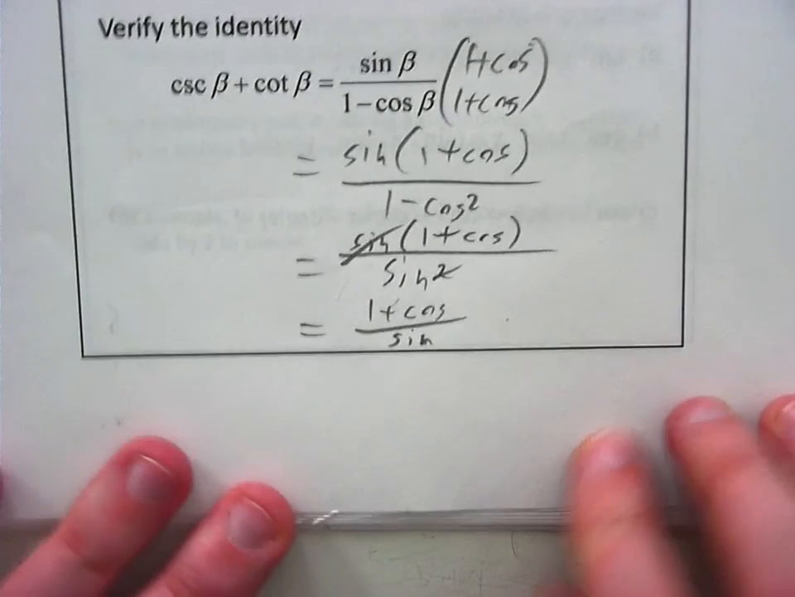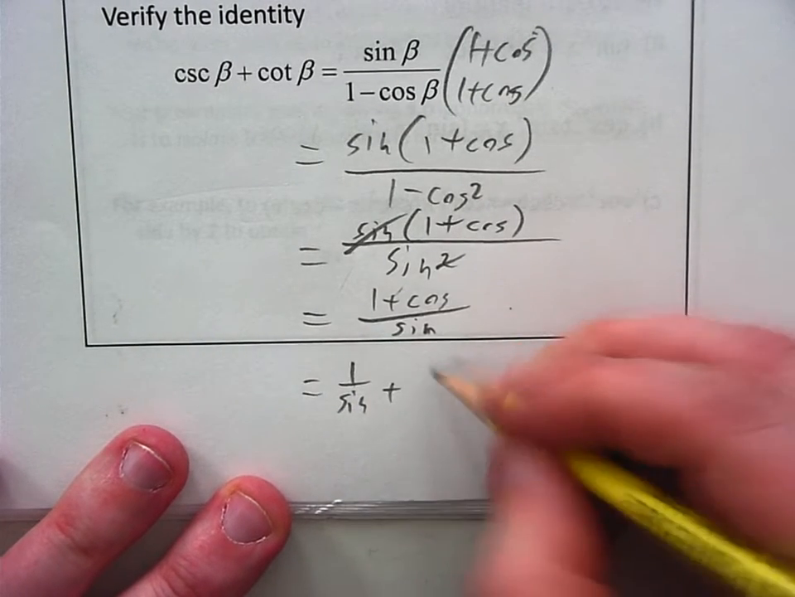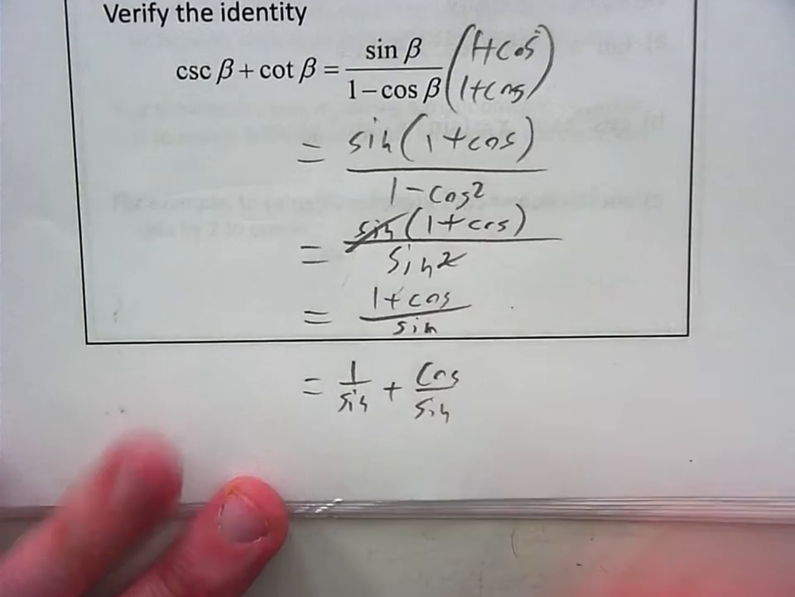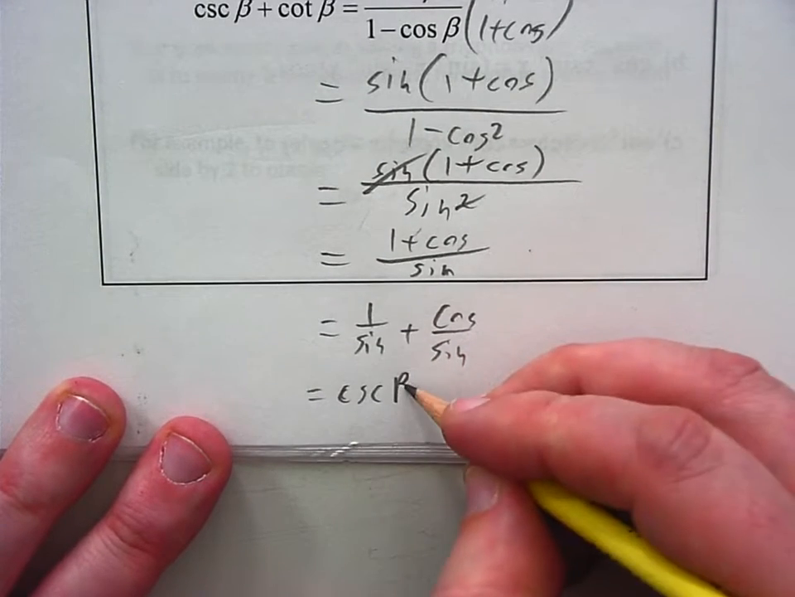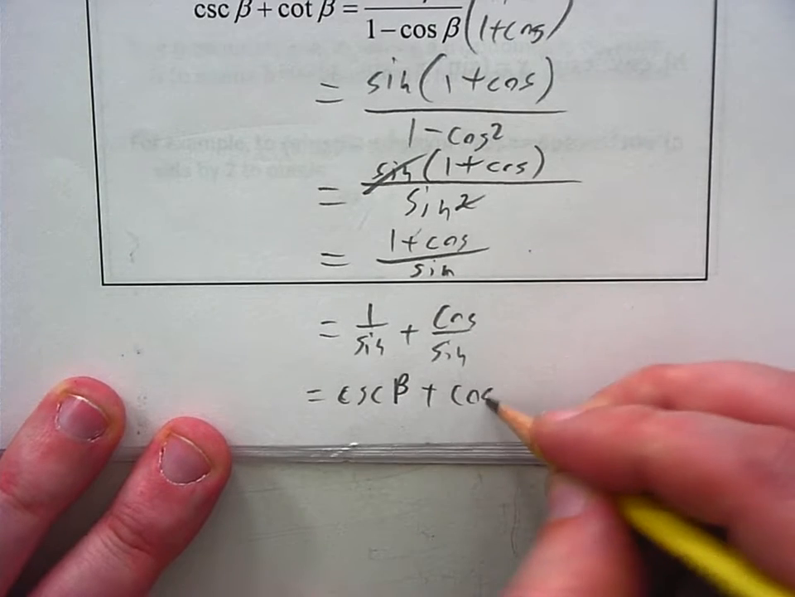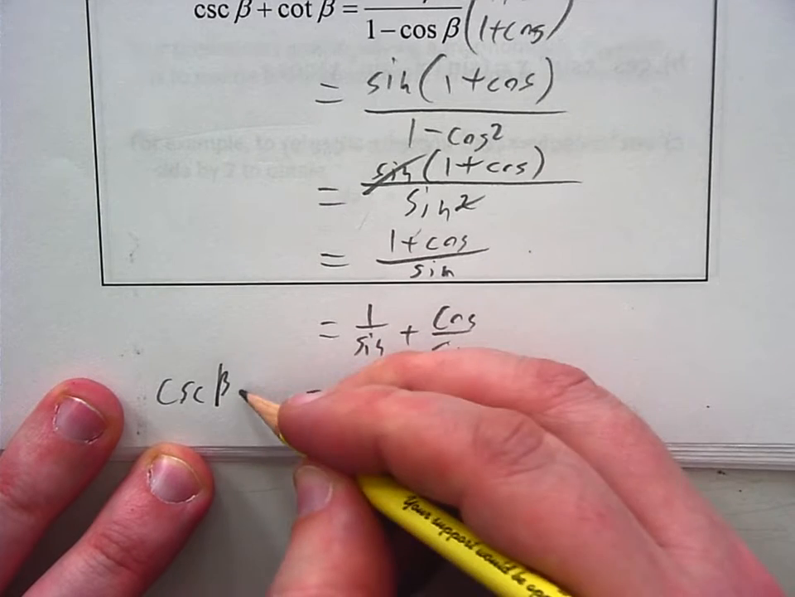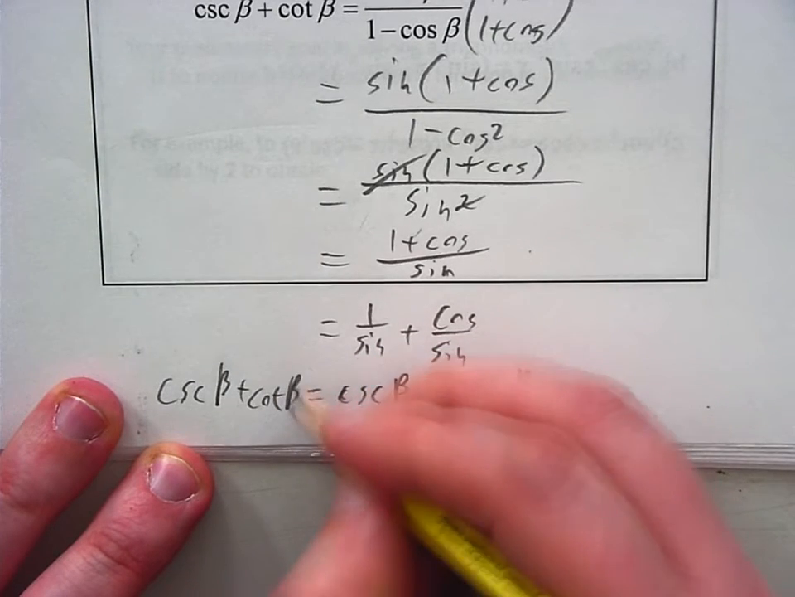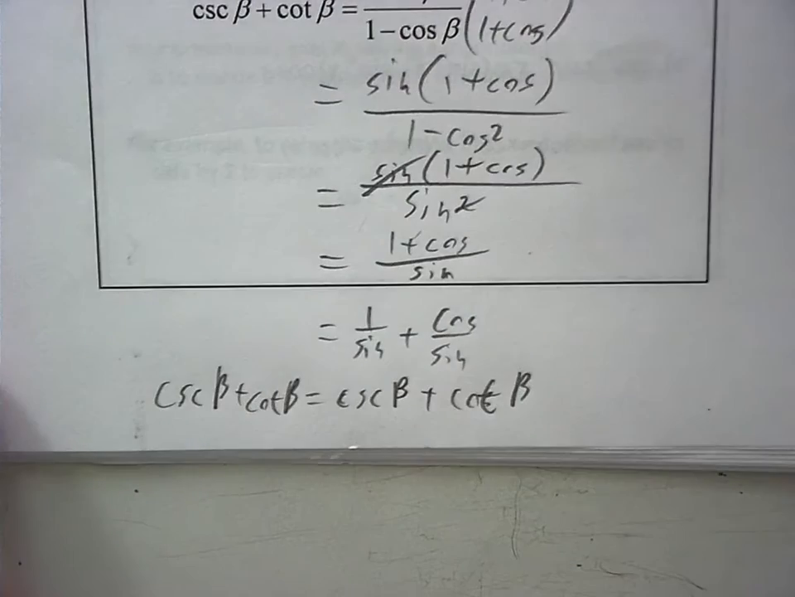What do you mean split that? 1 over sine plus cosine over sine, which gives you cosecant of beta plus cotangent of beta. Questions on that one? Okay.